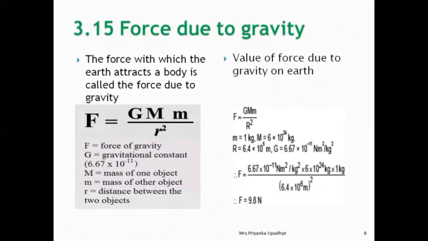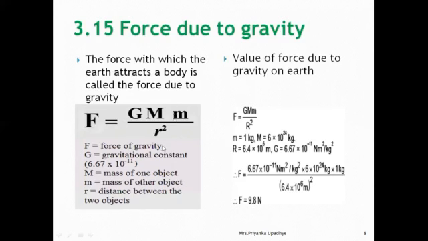In vertical motion near the earth's surface, with height much smaller than the radius of the earth, the force of gravity on the body is assumed to be the same throughout. If we consider the force due to gravity on a body of mass m kept on the surface of the earth of mass M, and the distance between these two bodies is r, the force of attraction between them is given by F = G M m divided by r square.